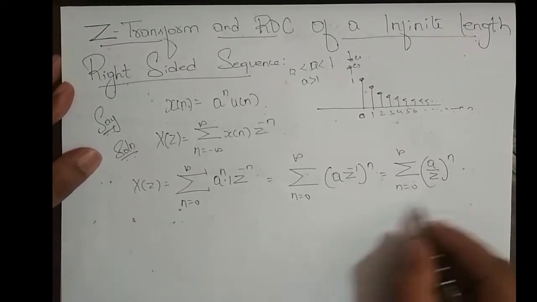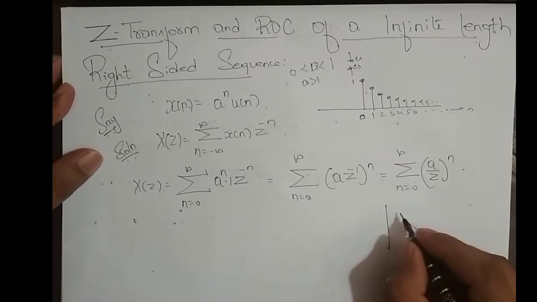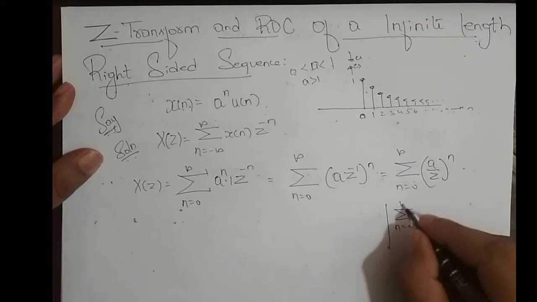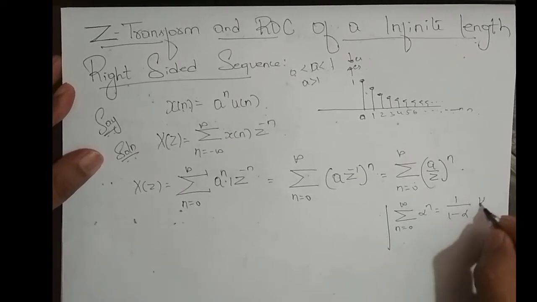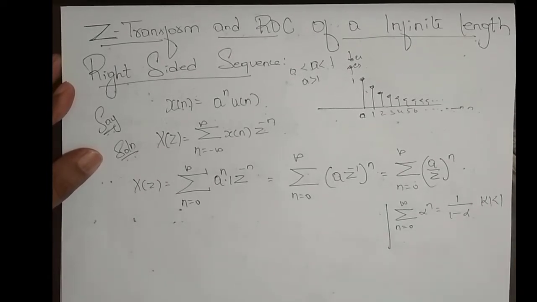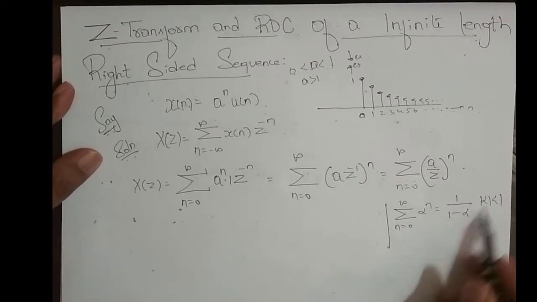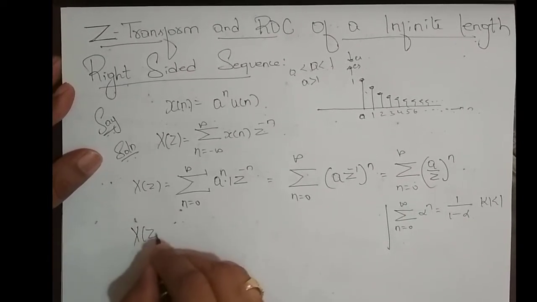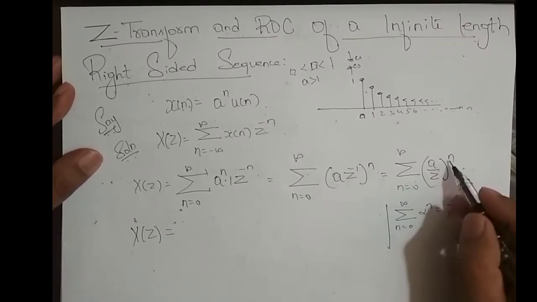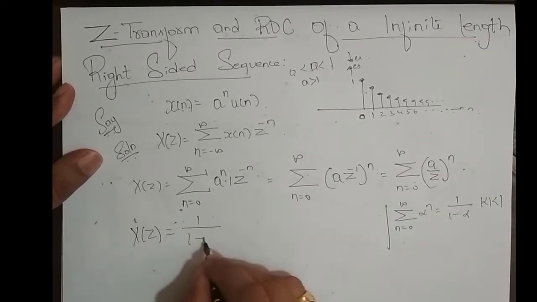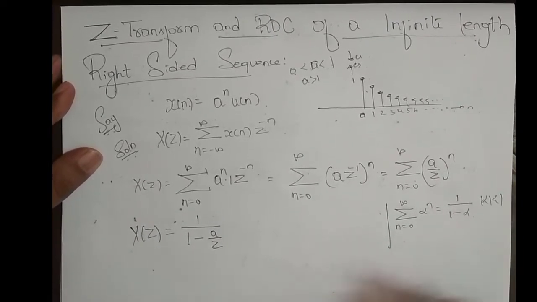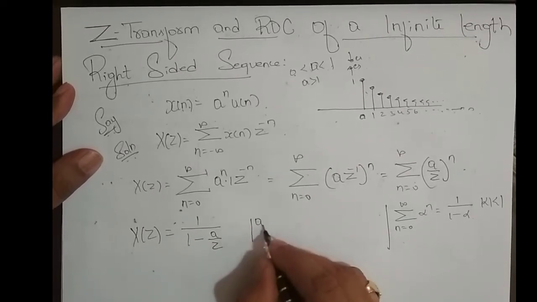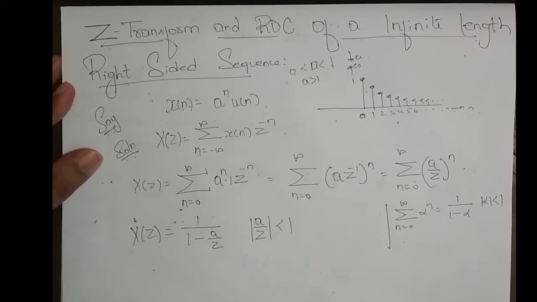Now I can use the standard result which we had discussed a number of times in the previous videos. Summation n varying from 0 to infinity alpha power n is equal to 1 divided by 1 minus alpha, provided the magnitude of alpha is less than 1. This is the condition. Applying this result to our equation, x of z is equal to 1 divided by 1 minus alpha, where alpha is a by z. The condition is that the magnitude of a by z should be less than 1.